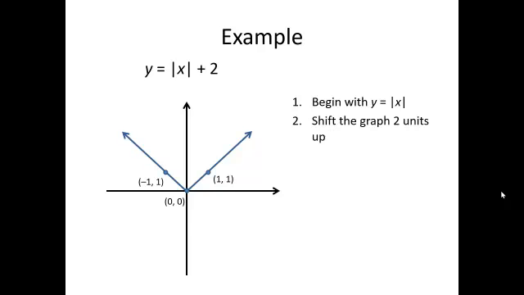Then we would like to shift the graph 2 units up. So what happens is our graph is going to move 2 units up, and each of our y coordinates is going to have 2 added to it. So there's our new graph with our new points. This is the graph y is equal to the absolute value of x plus 2.